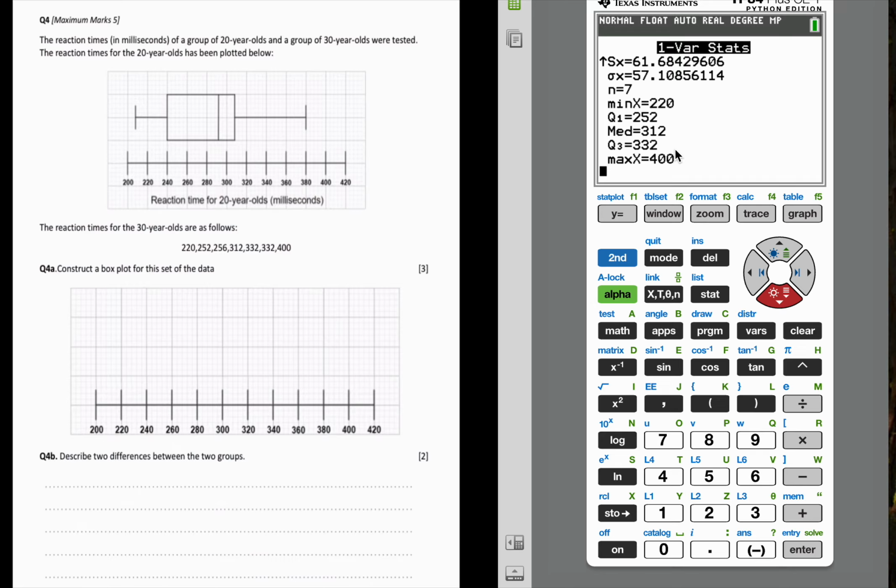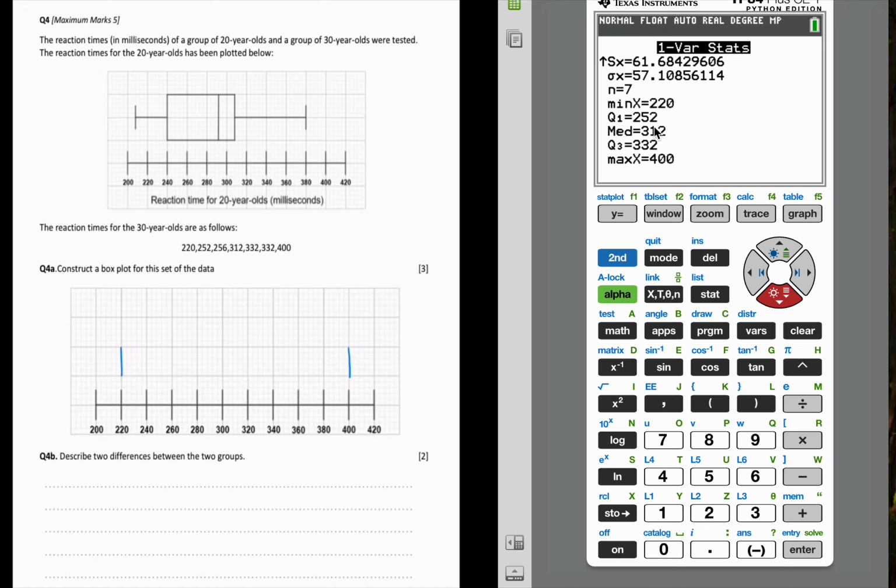So in terms of the box plot, the lowest value is at 220. Now, obviously, in an exam, you should be using a ruler. And we can see that the highest value there is 400. So we can also put the highest value in at 400. And then we want the quartiles and we want the median. So the median is 312.